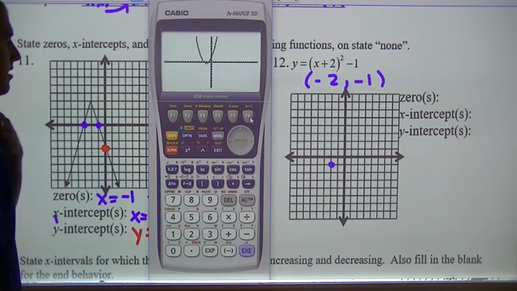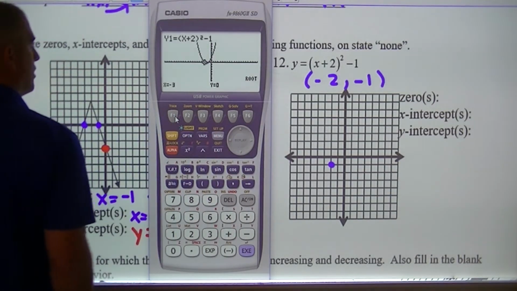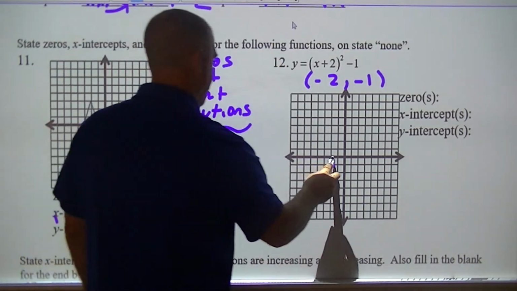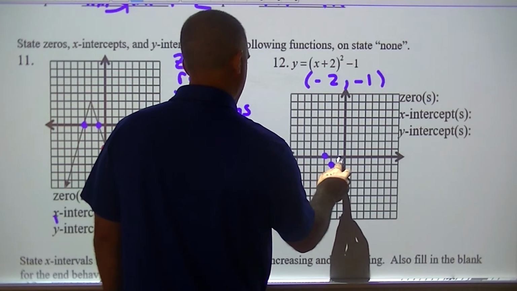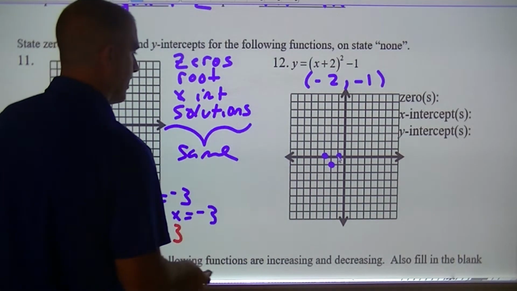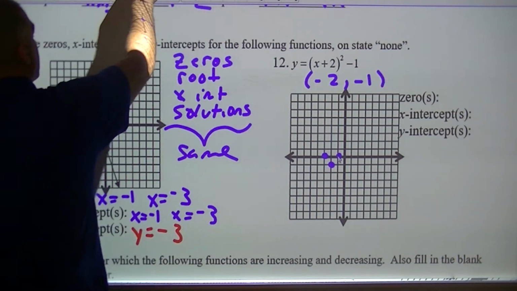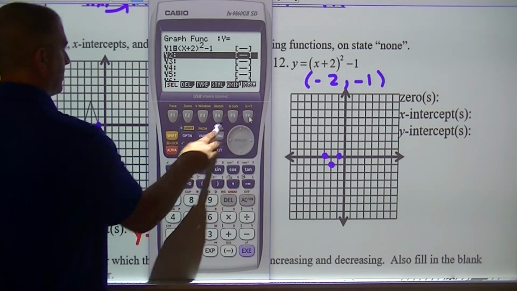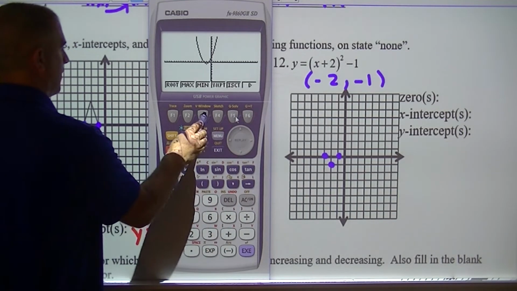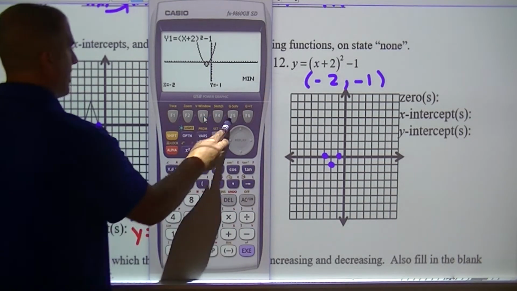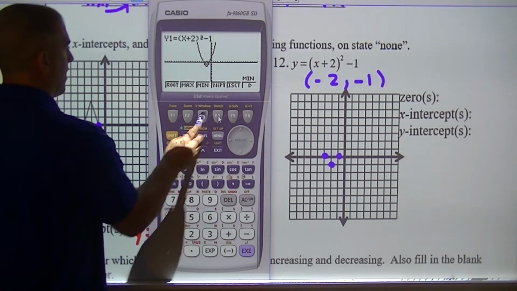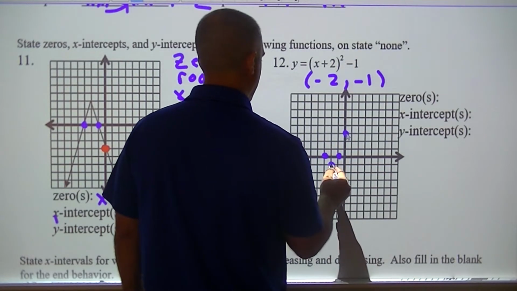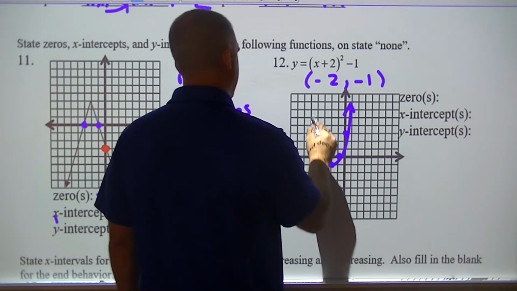All right, G-solve, root. One of the roots is at -3, and if I hit over, it's -1. So -3 and -1. Well, that's already helped me. We'll finish this in a second. Then G-solve max, don't have a max. G-solve minimum, -2, -1, that confirms my anchor. G-solve y-intercept, 0, 3. 1, 2, 3. Okay, so then my graph looks like this.